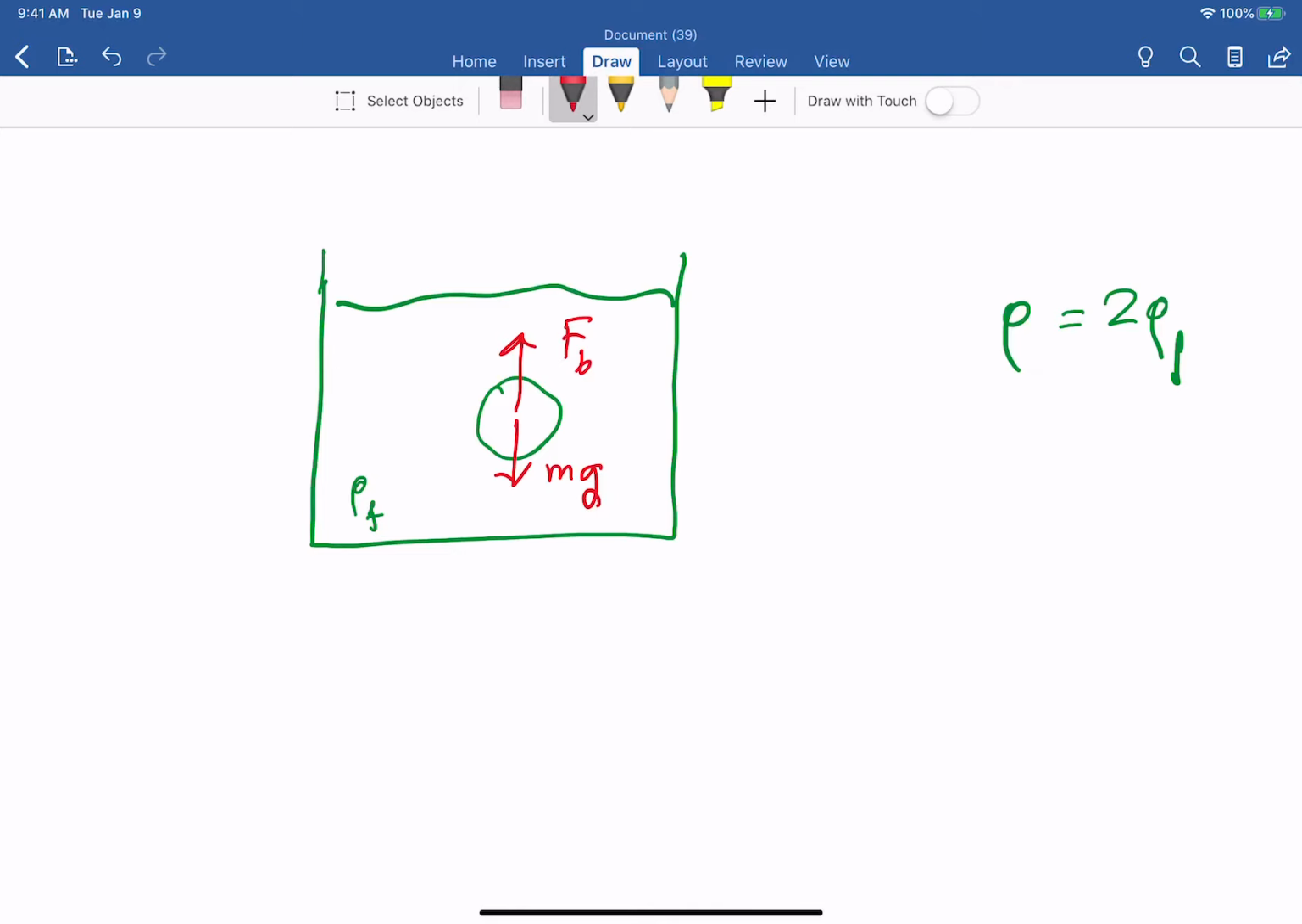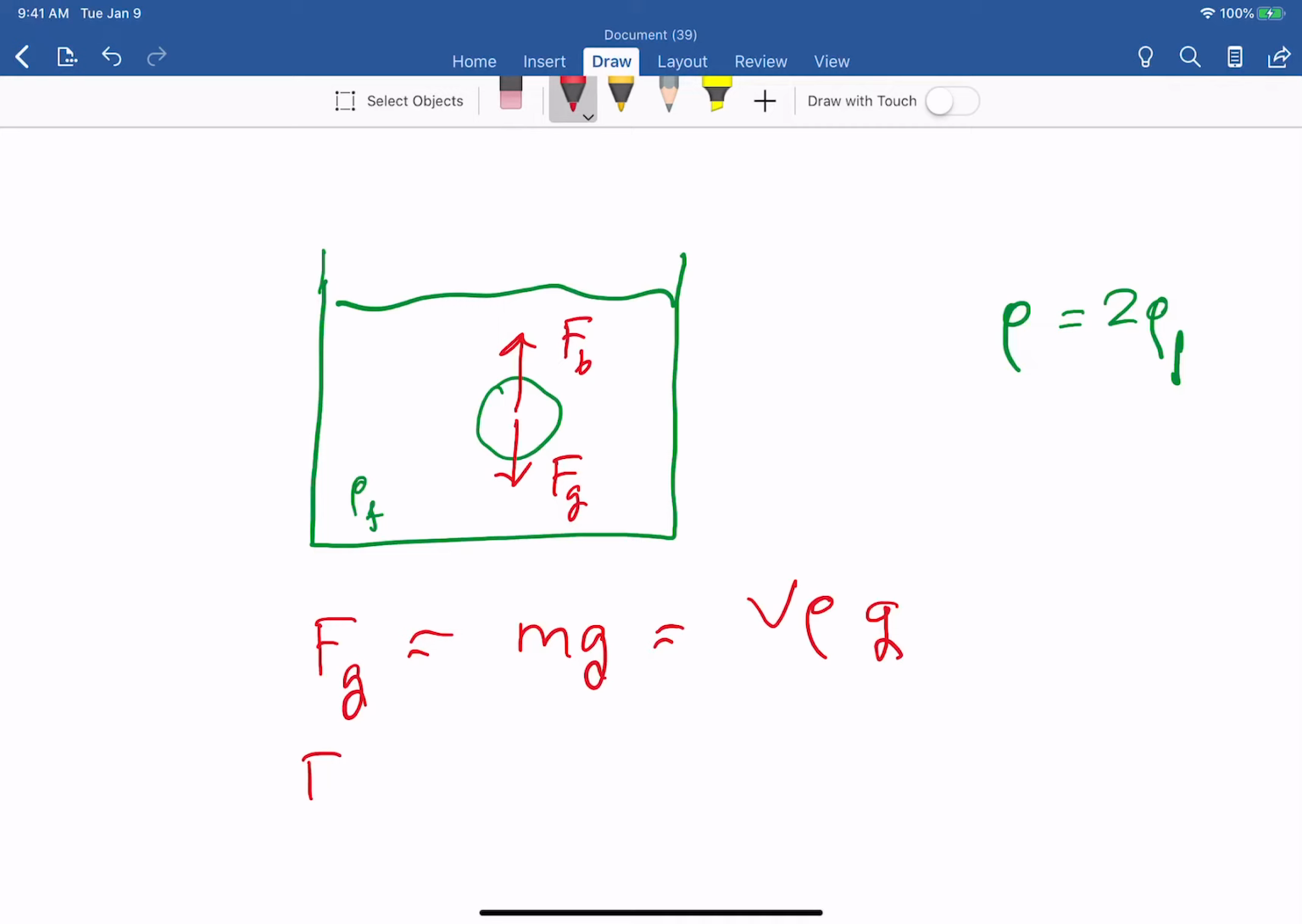So mg, in this chapter, as I told you earlier, we'll tend to use volume times density for mass a lot. So the weight of the object, let's just call that F_g. It's probably better to call it the gravitational force rather than m times g in this chapter. So the gravitational force would be equal to mg, which is the volume of the object multiplied by the density of the object times g, right?